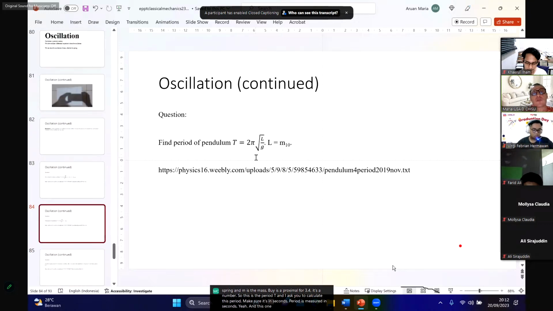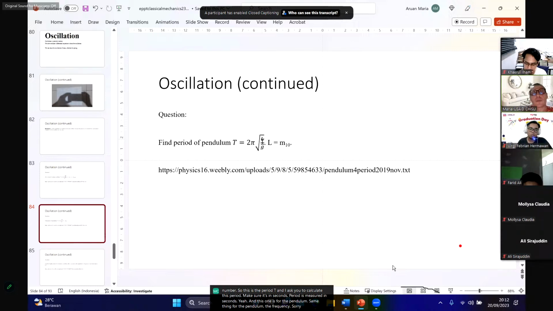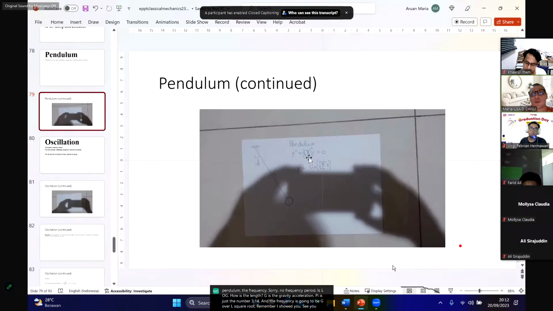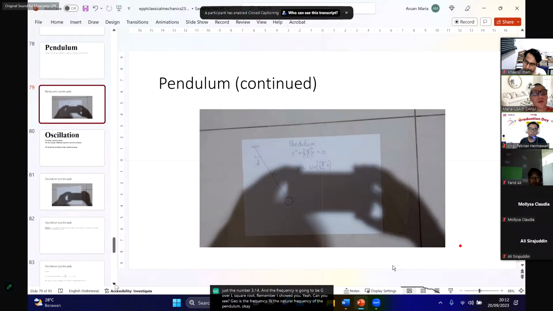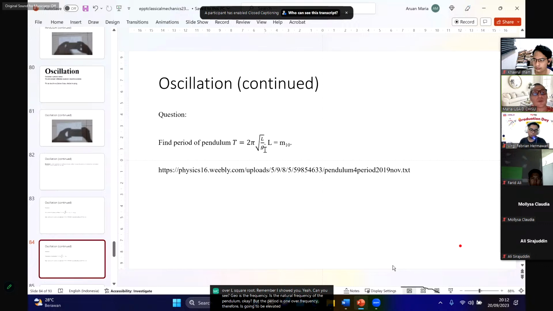And this one is for the pendulum. Same thing for the pendulum. The period is 2 pi square root of L over G. L is the length, G is the gravity acceleration, pi is just a number, 3.14. And the frequency is going to be square root of G over L. Remember, I showed you here. Can you see? Square root of G over L is the natural frequency of the pendulum, okay? But the period is 1 over frequency, therefore it is going to be square root of L over G, yeah?